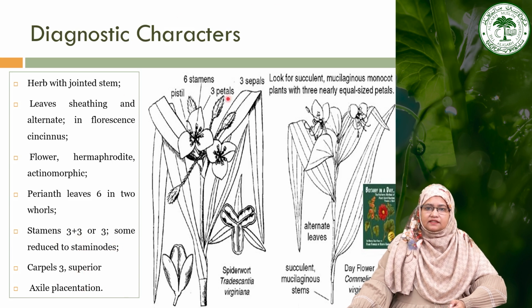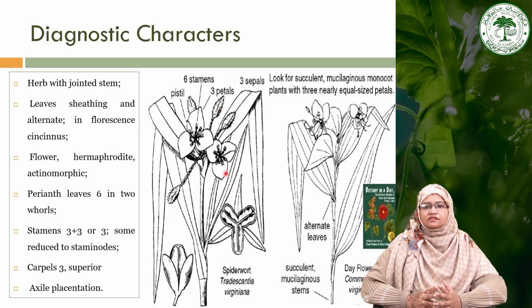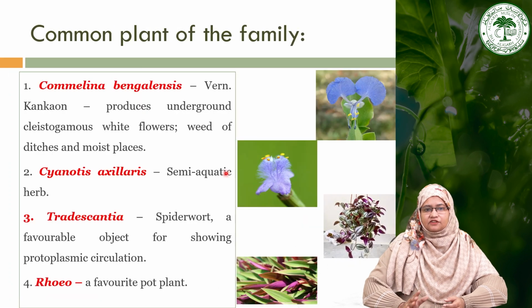So, you can see these are some characteristics: the plant has typically trimerous flowers. They may be actinomorphic or zygomorphic depending upon the inner whorl, where one petal may be reduced.